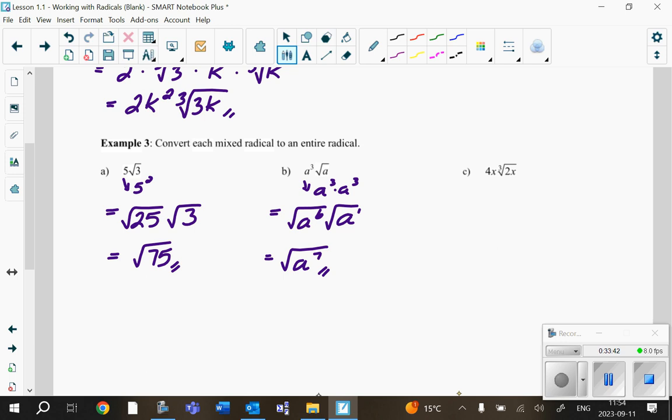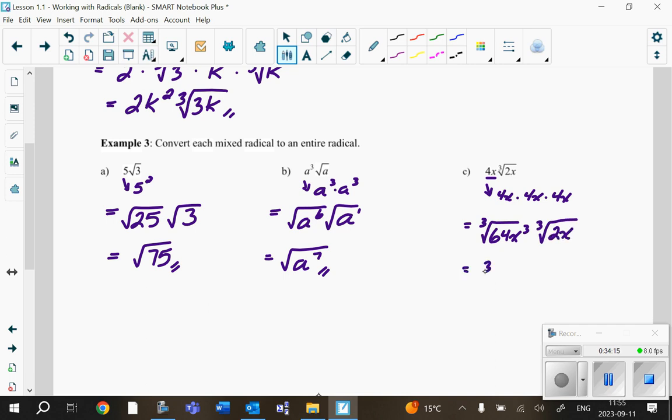Here you got to be careful because it's cube root, which means you've got to take this 4x and you've got to multiply it by itself 3 times. So you got to go 4x times 4x times 4x and put it under a cube root. 4x times 4x times 4x is 64x to the 3rd. And I still have to multiply that by the cube root of 2x.